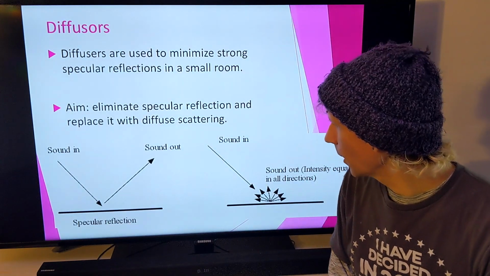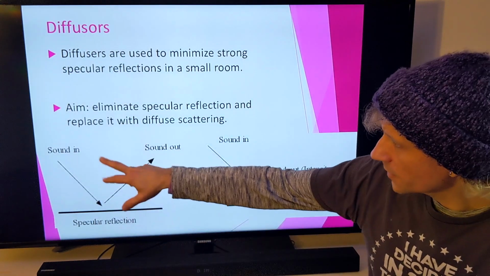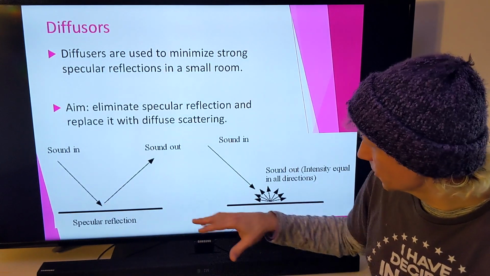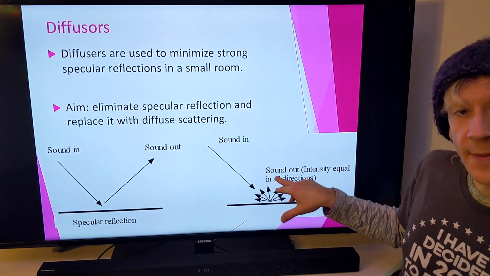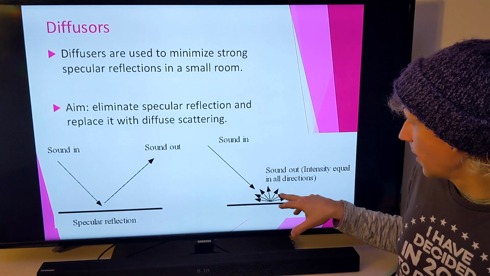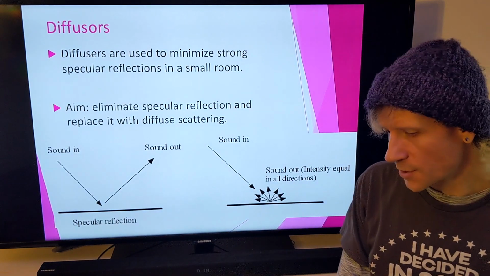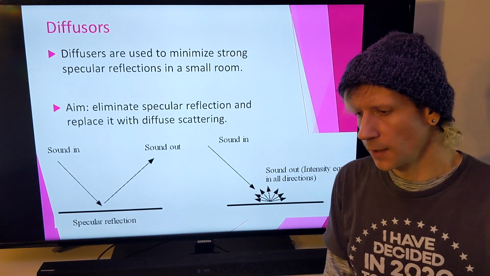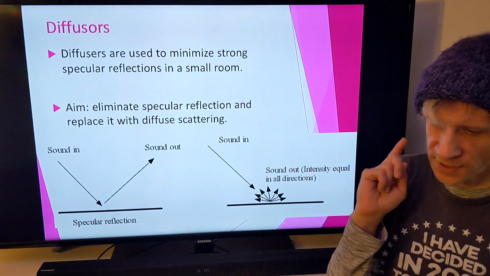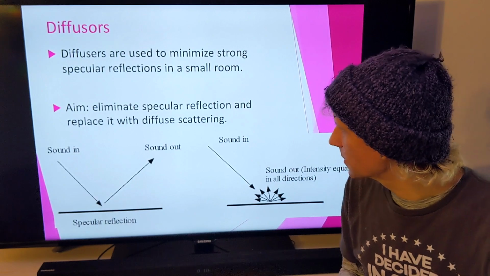And so this is what happens naturally with a smooth hard surface, and this is what we don't want to have happen with the diffusers, so that the sound is splayed out in all directions so as to avoid Flutter Echo and boingy reflections just bouncing back and forth and things like that.